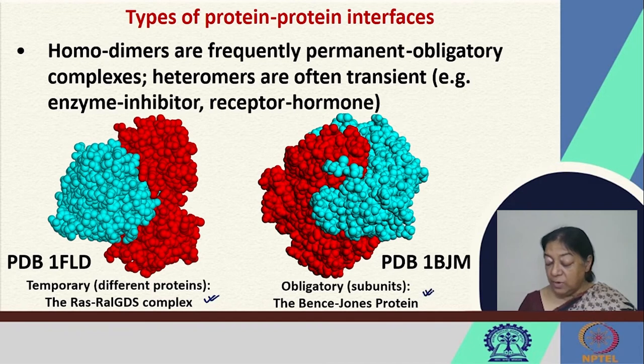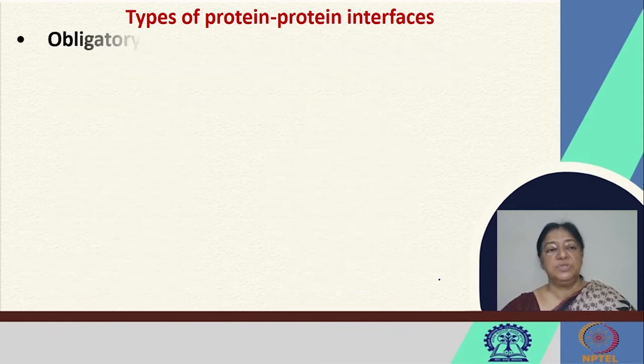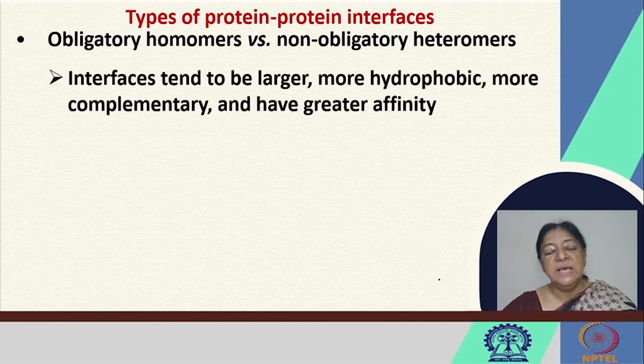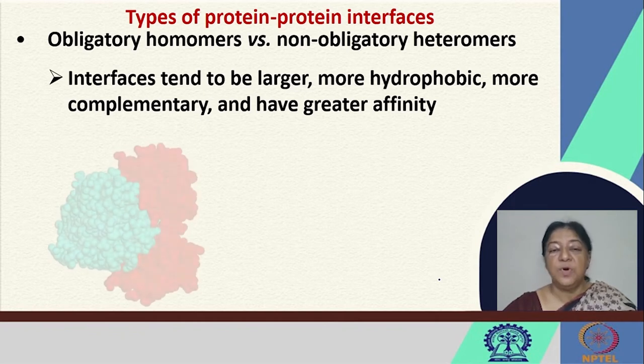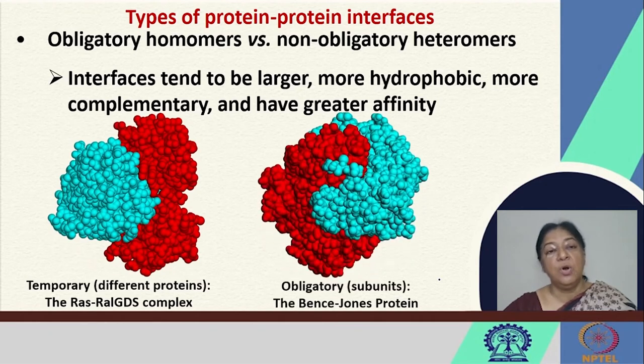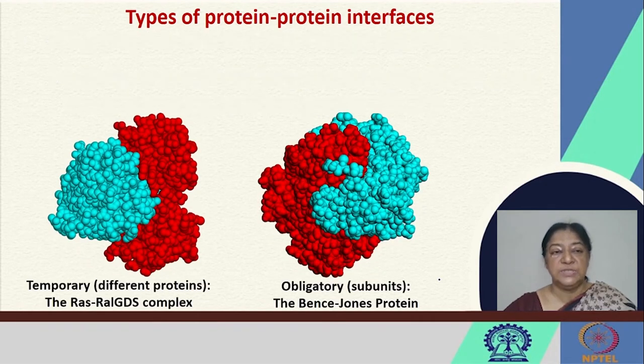We can also have an obligatory one, that is a subunit type, that are obligated to stay together in the dimeric form of the protein. So when we look at obligatory homomers versus non-obligatory homomers, the interfaces tend to be larger, more hydrophobic, more complementary, and have a greater affinity because they are obligated to stay together to form the stronger complex that we see in dimeric proteins or in specific oligomeric proteins.